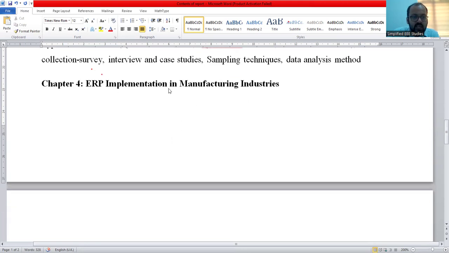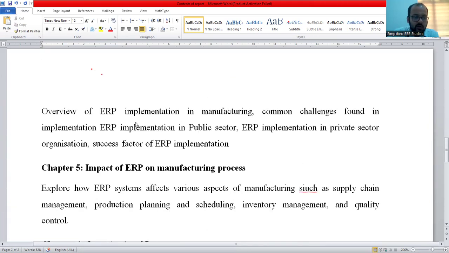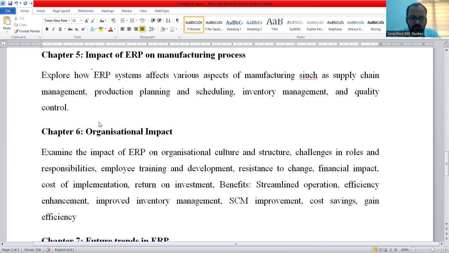Okay. Next is actually ERP implementation in the manufacturing industries. You need to give a brief idea about manufacturing and the common challenges found in manufacturing. Then what types of companies apply in the public sector, what types of manufacturing companies are in the private sector, and what are the critical success factors, especially for ERP in the manufacturing sectors? Those things are analyzed in chapter 4.